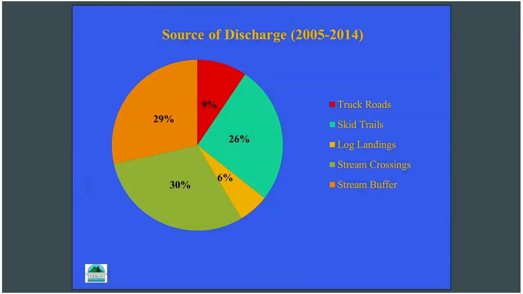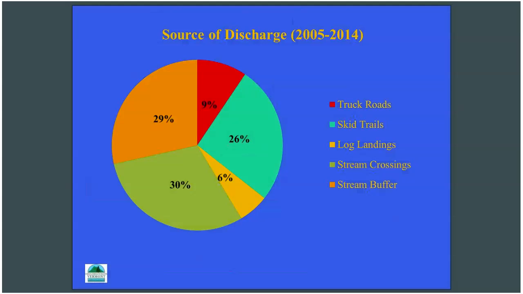During our AMP site investigations, all sources of discharges are identified and documented as to where they originated within the area being logged. AMP foresters determine if the discharge originates from a truck road, log landing, skid trail, within a stream buffer, or at a stream crossing. This pie chart graphically illustrates those sources of discharges from 2005 through 2014. It's not unusual to find multiple sources of discharges originating from a single logging operation.